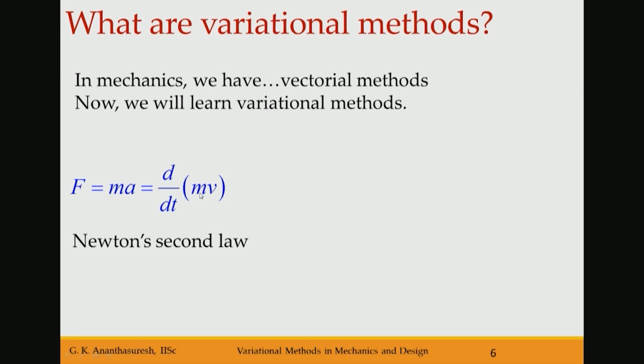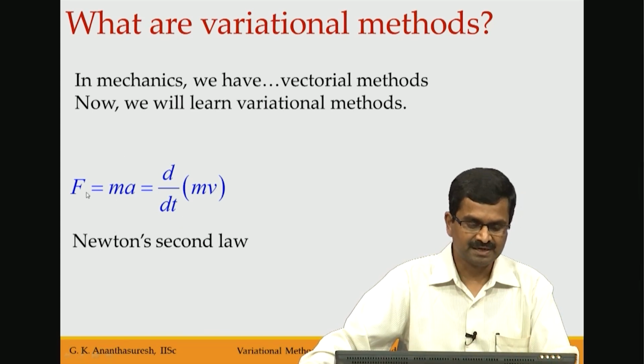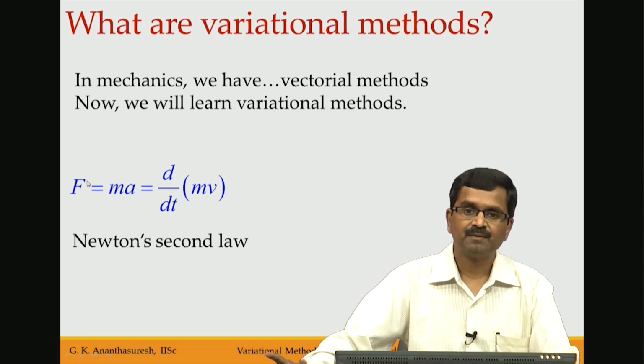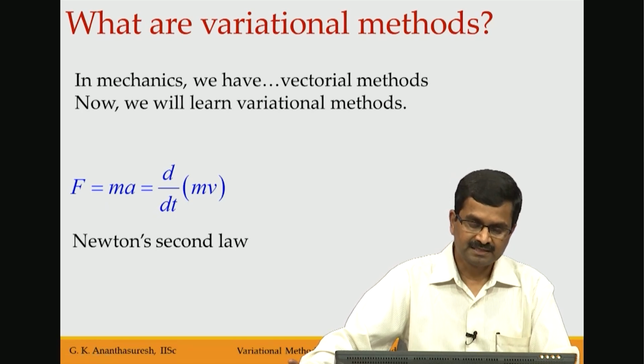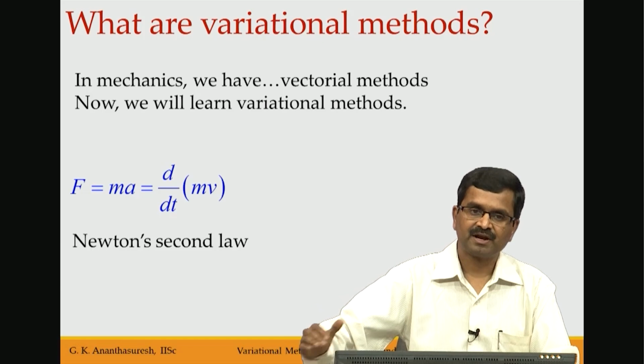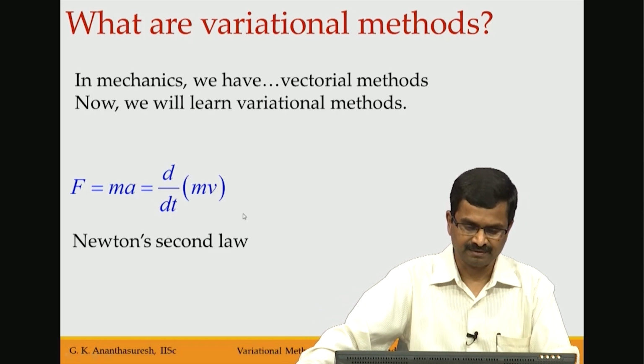M, we assume that it does not vary with time, okay. It could vary, and v here is the velocity, the derivative of that will be acceleration here, okay. F equal to ma, everybody knows that, Newton's second law. This is a vectorial method. We are basically looking at the inertia force ma and applied force F balancing each other, which is our vectorial way of doing dynamics, okay.